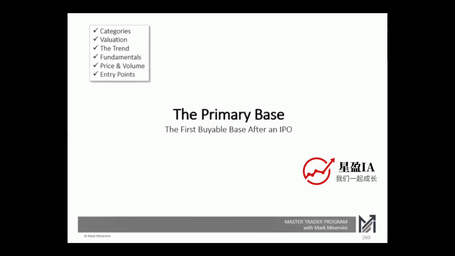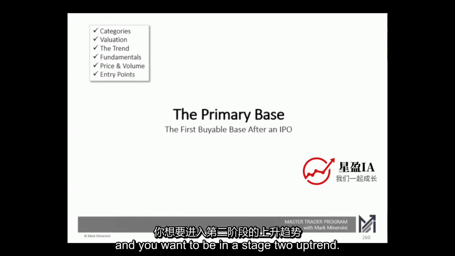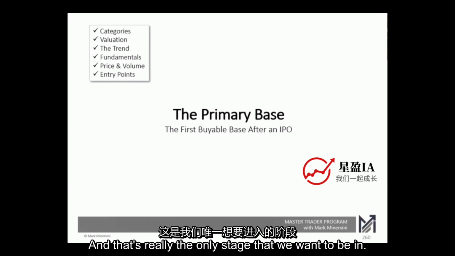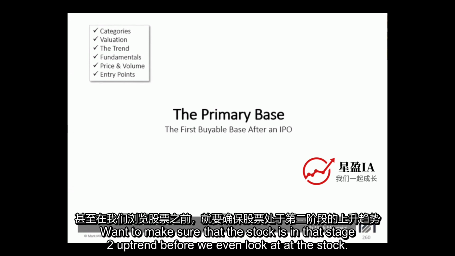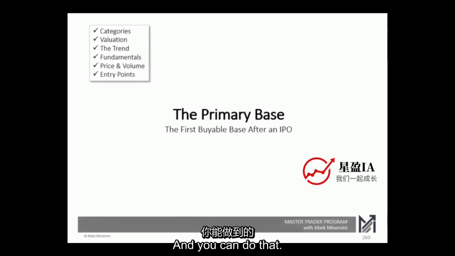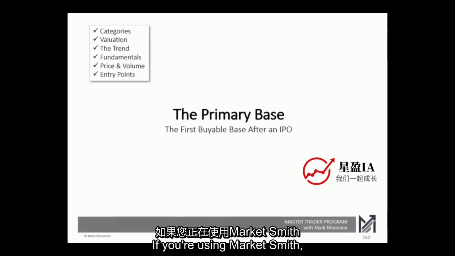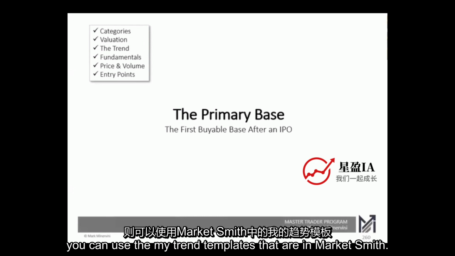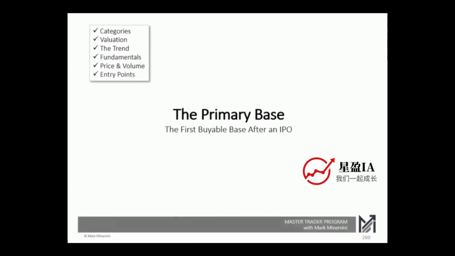We talked about the trend, and how, of course, you want to be in a stage 2 uptrend, and that's really the only stage that we want to be in. We want to make sure that the stock is in that stage 2 uptrend before we even look at the stock. You can do that if you're using MarketSmith, with the trend templates that are in MarketSmith.